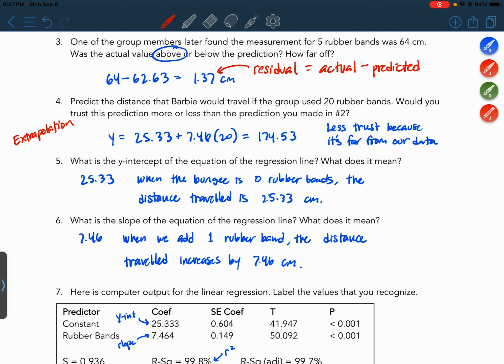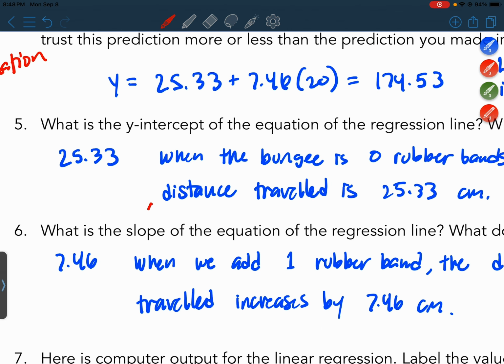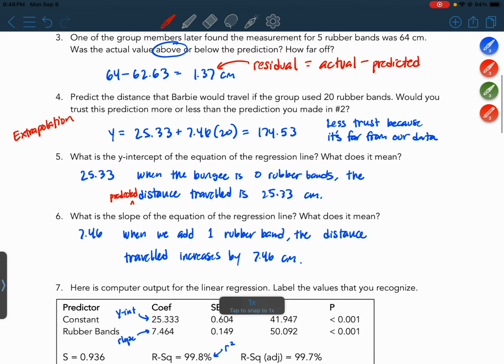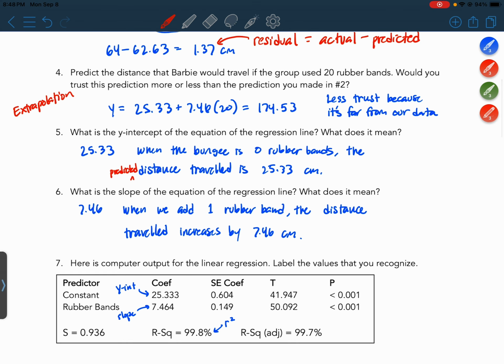All right, question 5. We're going to look at the y-intercept. So that's 25 and a third. And the way we can interpret this is, when there are 0 rubber bands, the distance traveled is 25.33 centimeters. All right, now to make this interpretation 100% correct, we really want to say predicted distance. Okay, so the predicted distance traveled would be 25 and a third centimeters. Okay. Now, the 0 rubber bands represents when the x value is exactly 0, and then the 25 and a third, that's the y-intercept value.